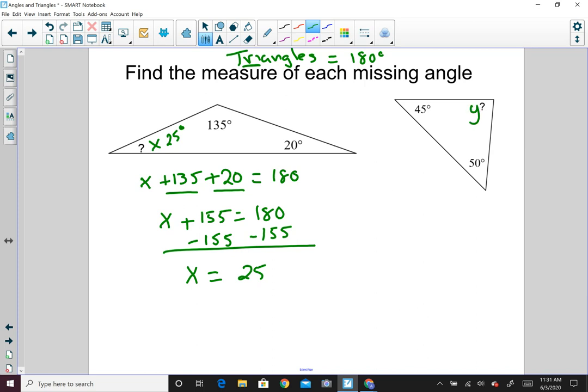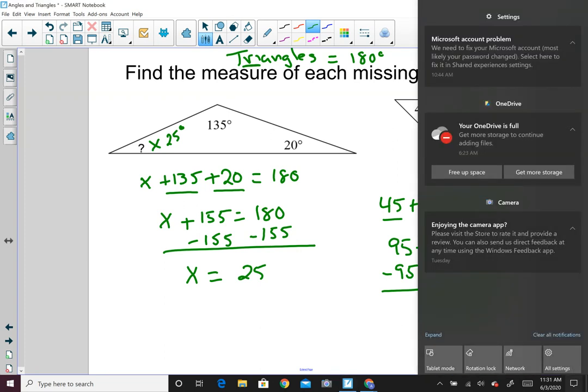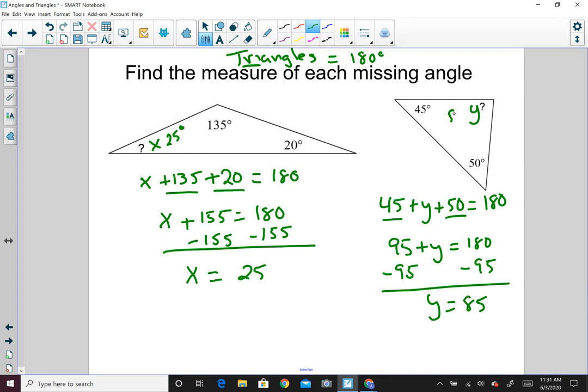I know it's a triangle, so the relationship is 180 degrees, so I get 45 plus y plus 50 equals 180 degrees. I'm going to combine like terms on the left. 95 plus y equals 180. Then I'm going to solve by using inverse operations and subtract 95 from both sides. So y equals 85. I'm going to take that and put it back into my diagram. So I have 85 degrees.